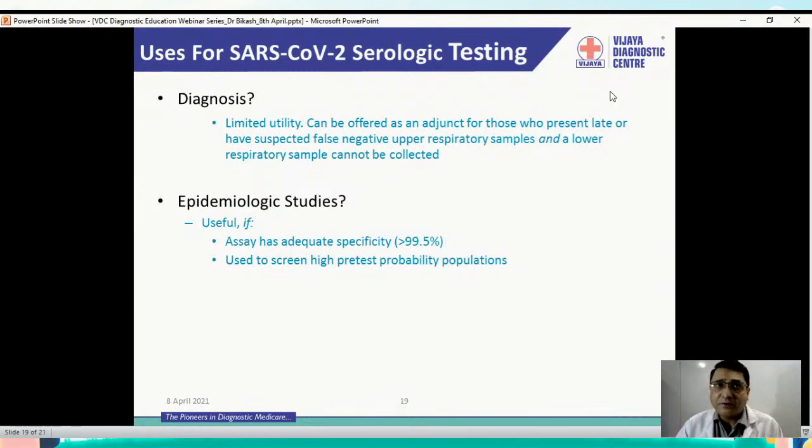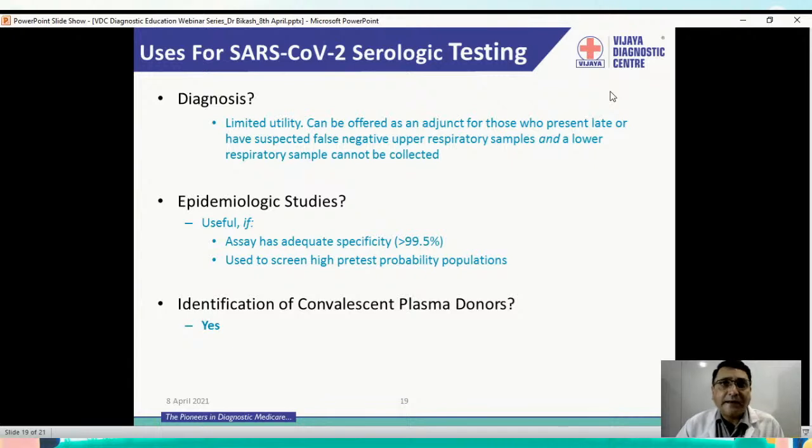Secondly, for epidemiological studies, yes, it may be useful. Provided the assay has adequate specificity, that is greater than 99.5%, it can be used to screen high pretest probability populations, such as in serosurveillance. The third, can it identify convalescent plasma donors? Definitely yes. If you go above a certain cutoff of titer, we can definitely detect whether this recovered person can donate plasma or not.